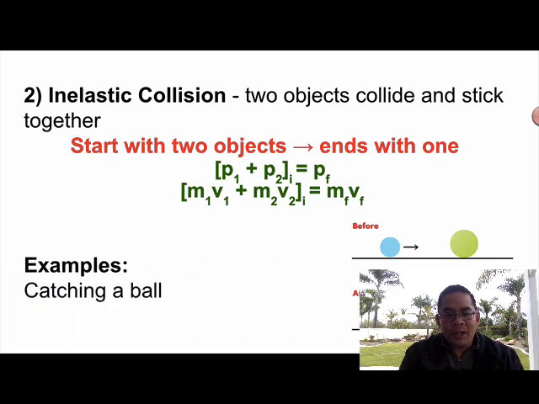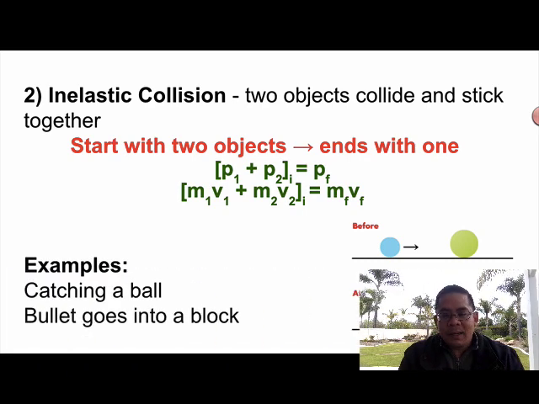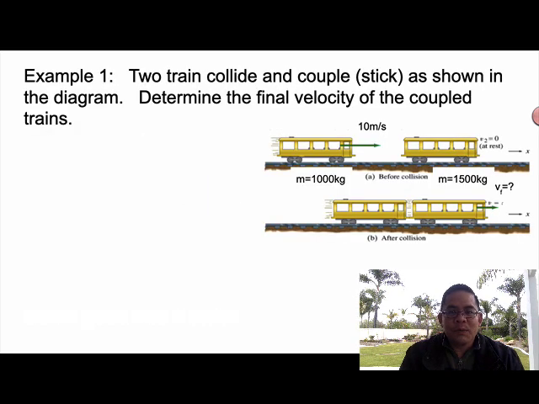Some examples are catching a ball, or a bullet going into a block, and of course we'll look at our first example together. Example 1: two trains collide and couple, meaning they stick together. As shown in the diagram, determine the final velocity of the coupled trains. Here we have a 1,000 kilogram train going 10 meters per second, colliding with a 1,500 kilogram train that's at rest at the time. When they couple, that means they stick together, and then our job is to figure out what the final velocity is after it's all said and done.